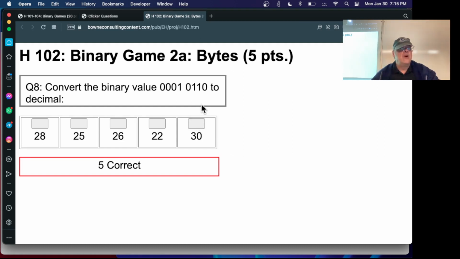Good. And one more I'll do. Well, how about this one? 22. Yep. This is 16 plus 6 for 22. Yep. Very good. All right.